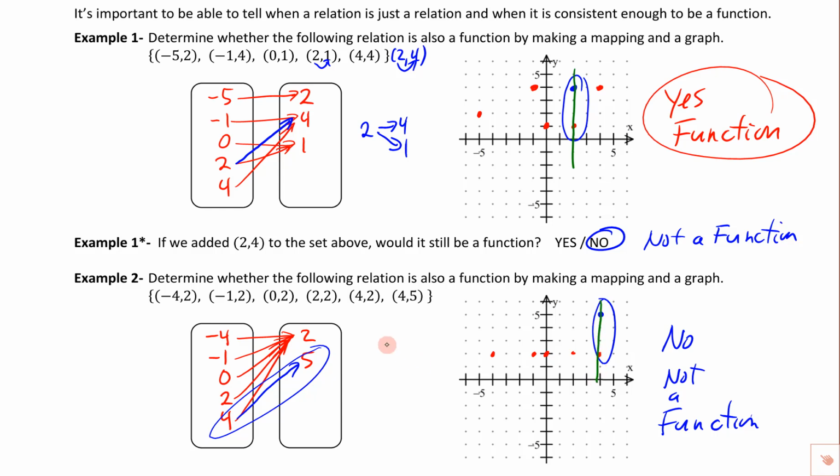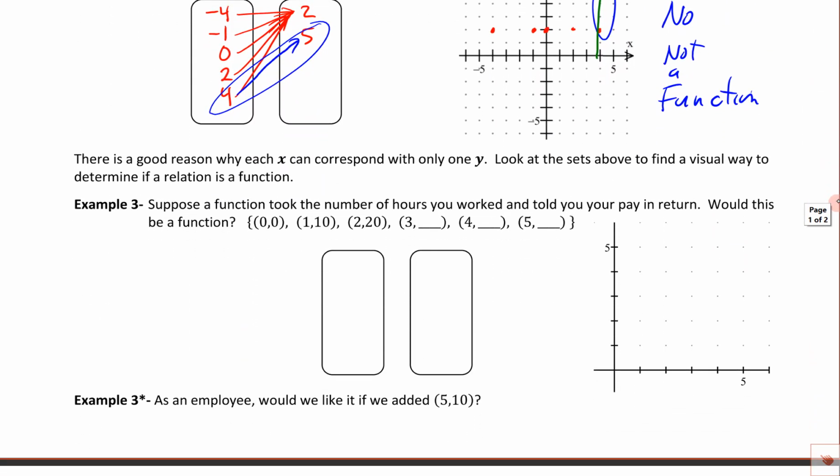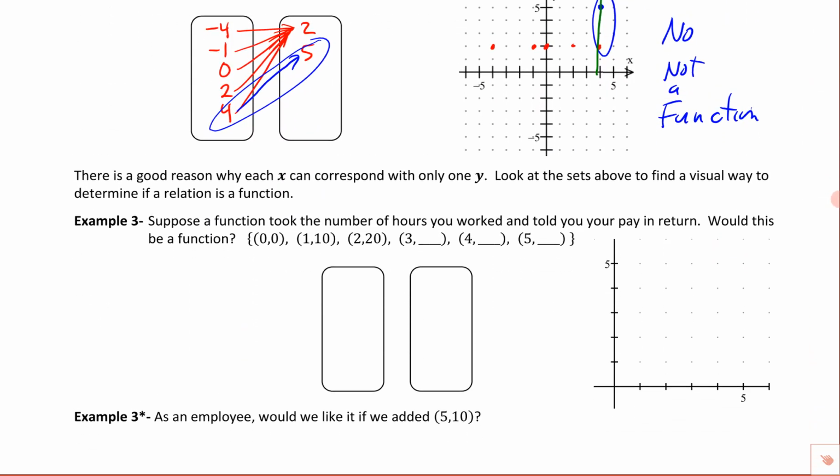There's no problem with any of the other points, but there's a problem when we stack these right on top of each other. And you'll notice what they do is they make a vertical line. So they're stacked on top of each other in a vertical line. So keep that in mind. Next one says, suppose a function took the number of hours you worked and told you your pay in return.